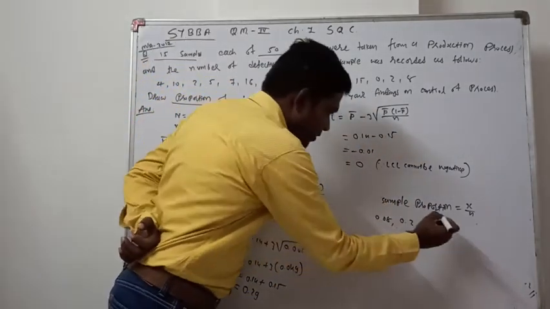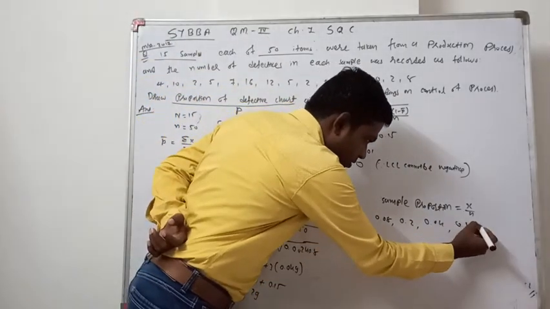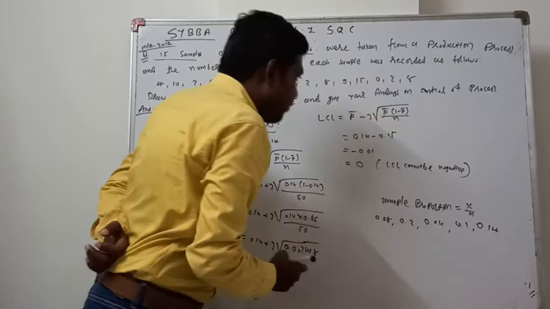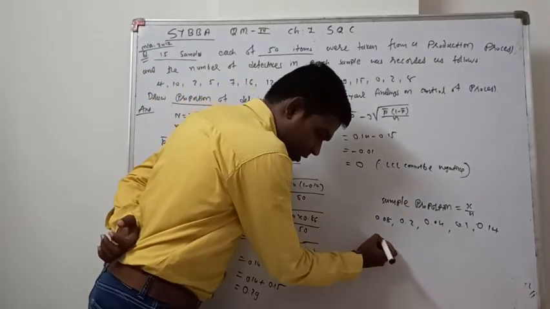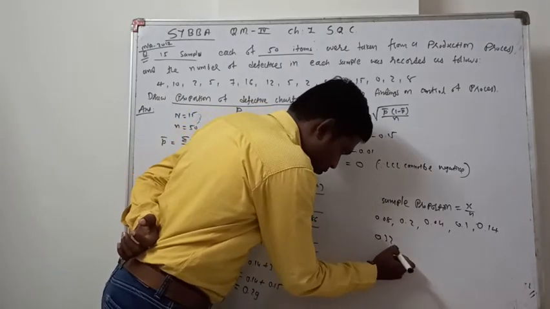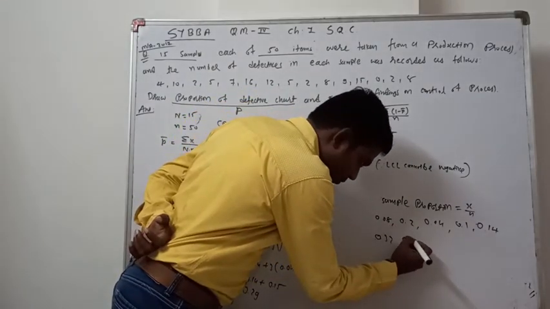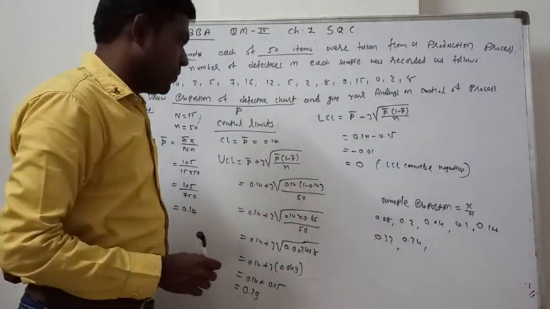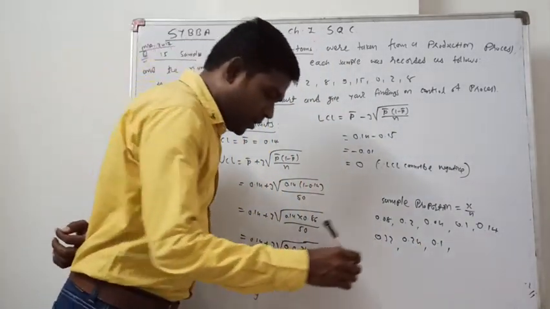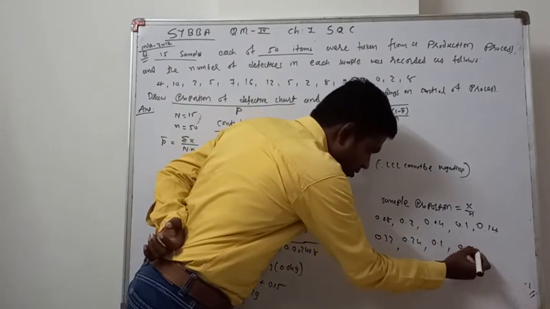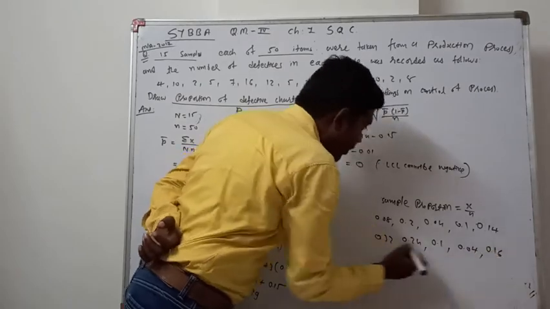Then 5 divided by 50, then 0.1. Then 7 divided by 50, then the answer is 0.14. Next, 16 divided by 50, then the answer is 0.32. Next, 12 divided by 50, then the answer is 0.24. Next, 5 divided by 50, then the answer is 0.1. Next, 2 divided by 50, then the answer is 0.04. Then 8 divided by 50, answer 0.16.